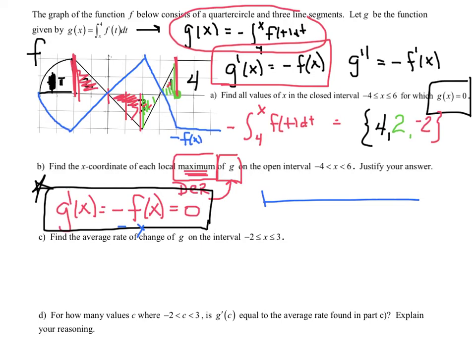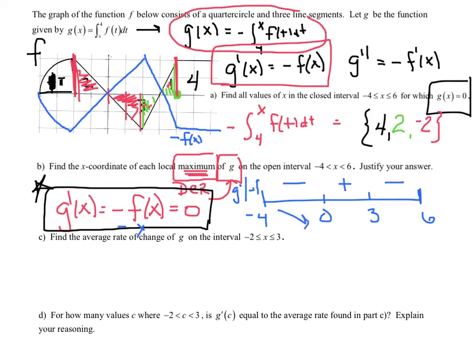Okay, well, my endpoint is -4. It hits 0 at 0. It hits 0 at 3. And then not again, but I do know I have to end at 6. Okay? So again, this is g prime slash negative f. Between -4 and 0, my function is negative. Between 0 and 3, my function is positive. Between 3 and 6, my function is negative.